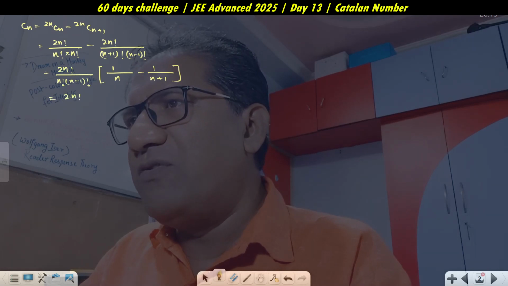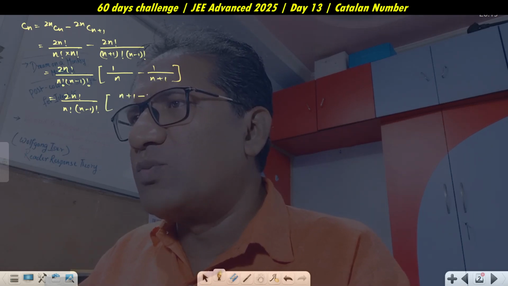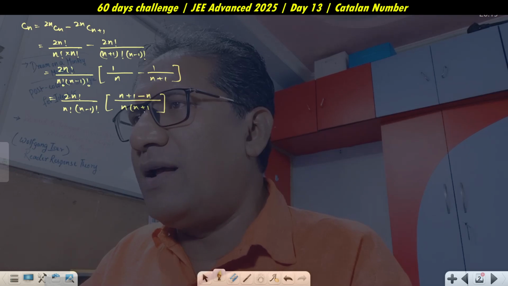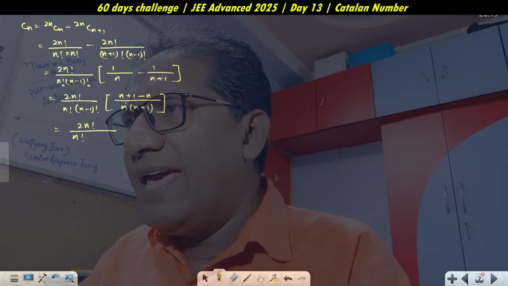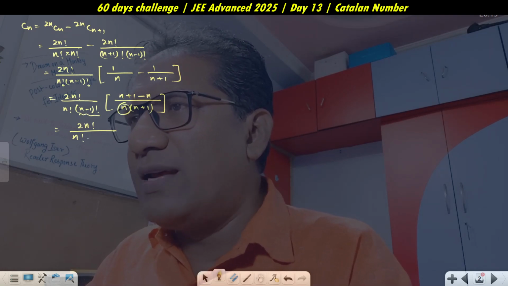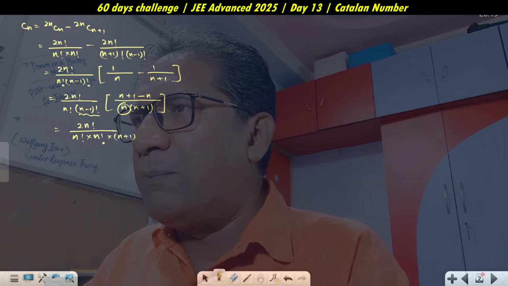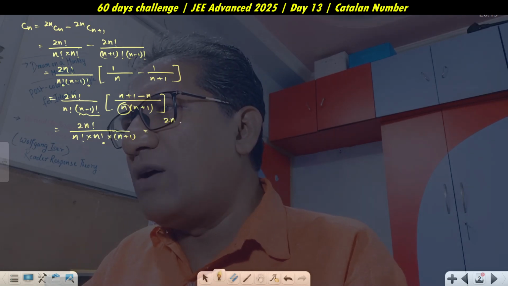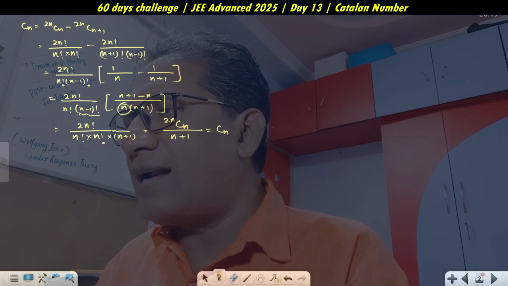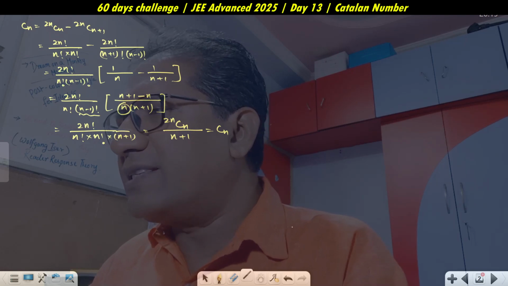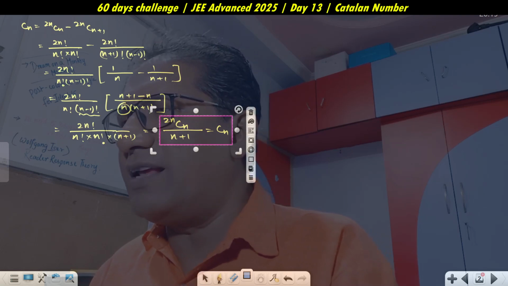So if I simplify, this is coming like (n+1-n) divided by n into (n+1). So that gives us 2n factorial divided by n factorial. Here there is one n and (n-1) factorial is there, so it can be written as factorial n also. And in the denominator we are having n+1. So this can be reduced to the formula 2nCn divided by n+1, which is nothing but your Catalan number, which is denoted by C suffix n. So this is what your Catalan number is all about.